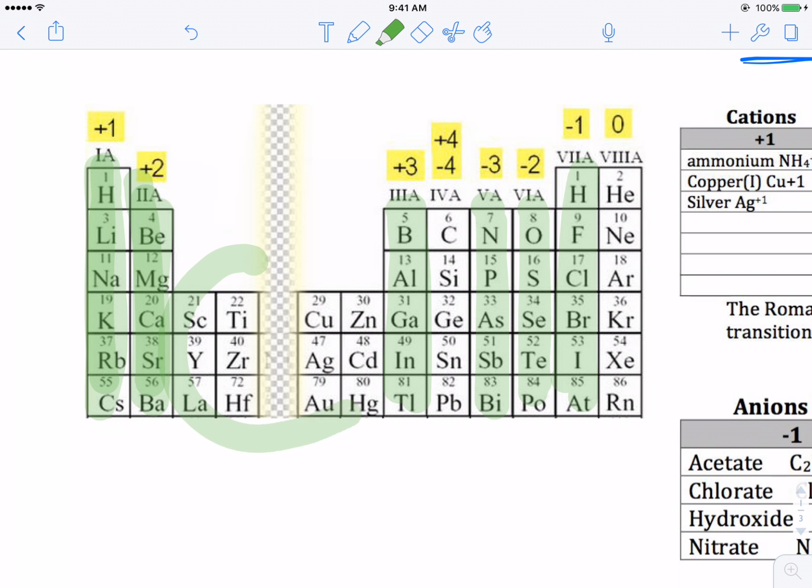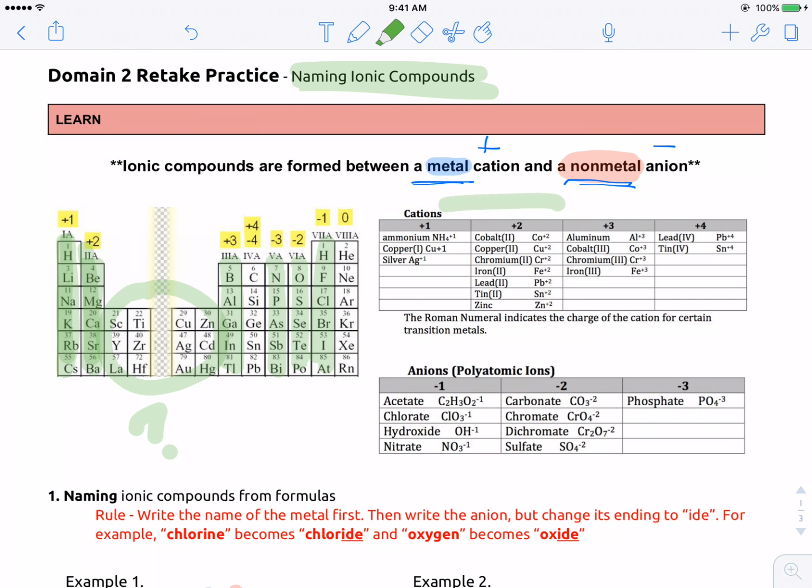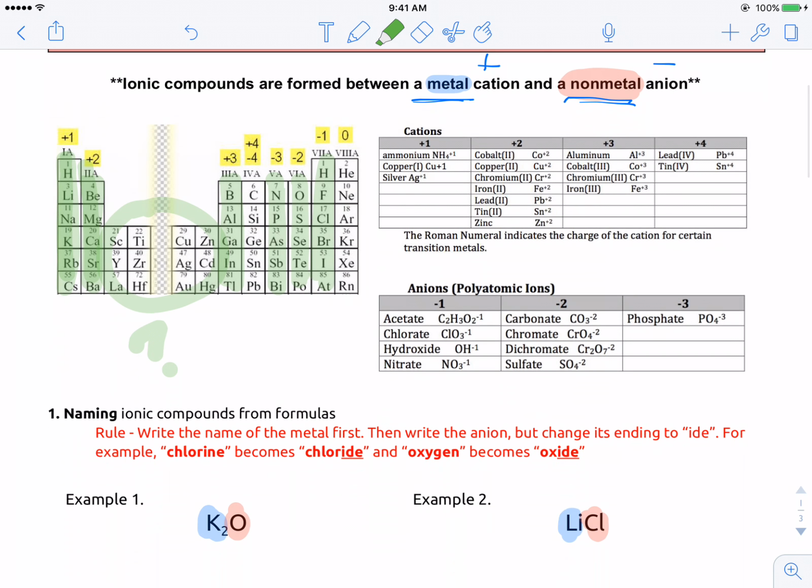In the center here we have transition metals, and those transition metals can form multiple different charges of ions, and so we'll look at that in a little bit. And so here we have some cations. These mostly show transition metals, and then this chart right here we'll use. This has polyatomic ions, which we'll look at in a second. Those are just simply ions made up of many atoms.